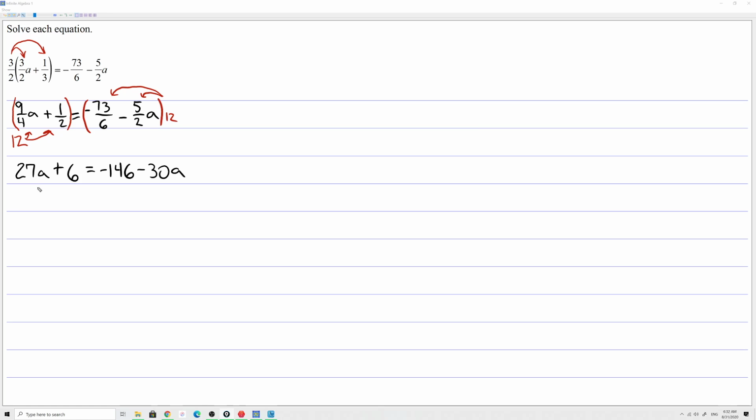So now we have a multi-step equation still, but at least we don't have any fractions. So what I'm going to do is add 30a to both sides. That's going to give us 57a. At the same time, if you want to go ahead and subtract 6 from both sides, that's not too many steps at once, so we'll go ahead and do that. That's negative 152. And now let's divide by 57 on both sides. So a equals negative 152 over 57.